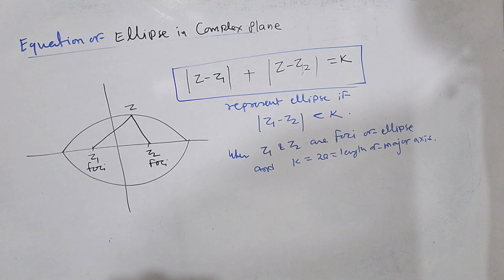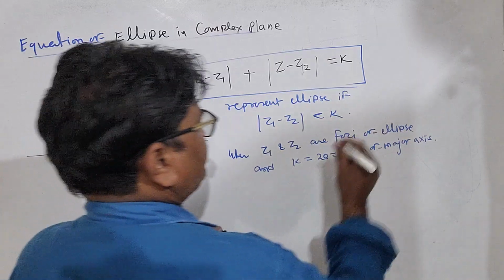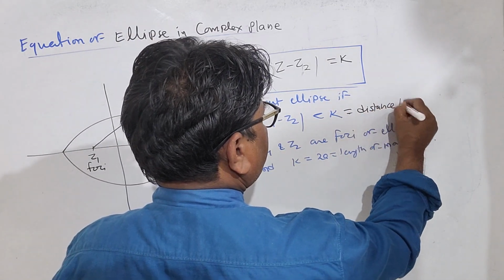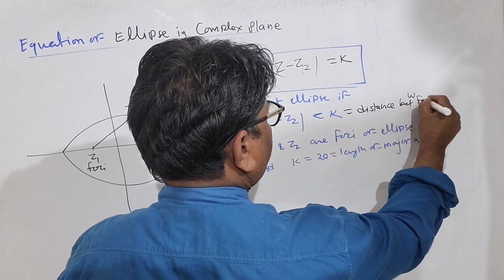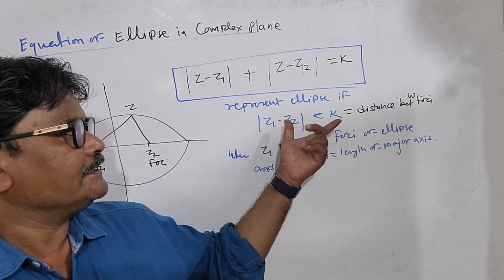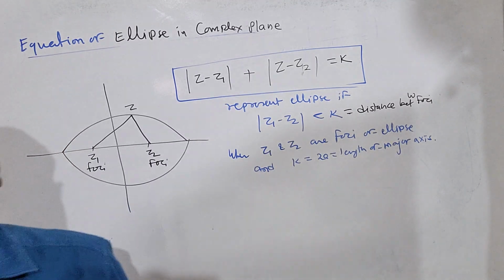Correct? This condition is very important. Z1 minus Z2, what is it? It is the distance between the foci. The distance between the foci must be less than k. Then only does this represent an ellipse in the complex form.